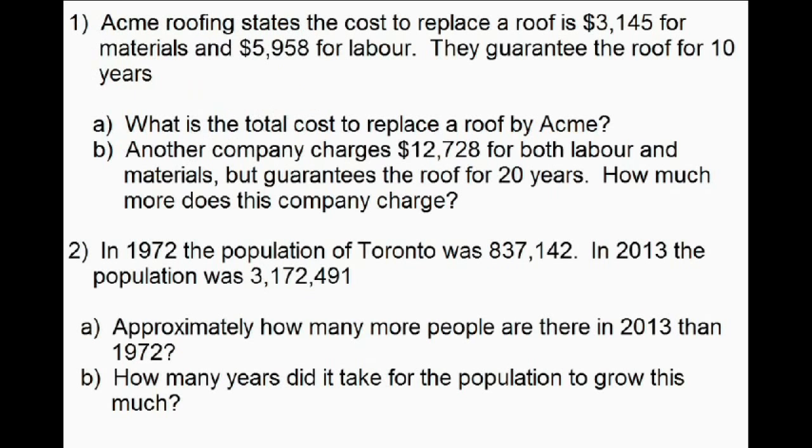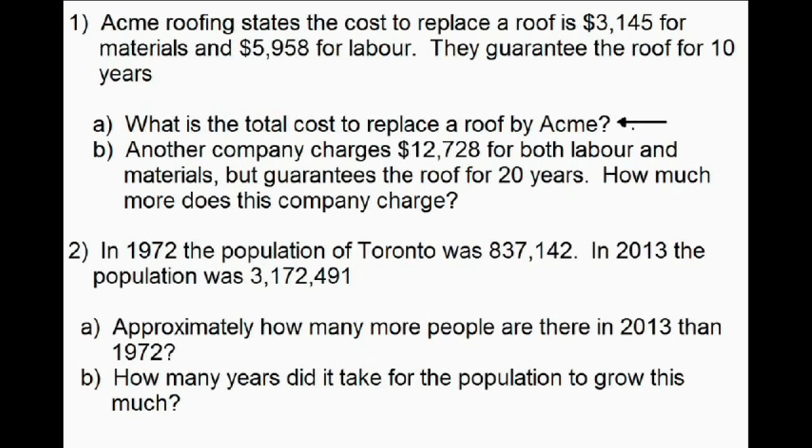So to finish off our lesson on adding and subtracting large numbers, I'm going to answer a few questions here. So in the first question, we got Acme Roofing Company, and they're going to charge $3,145 for materials to replace a roof and $5,958 for labor. They guarantee the roof for 10 years. The first question is, what is the total cost?